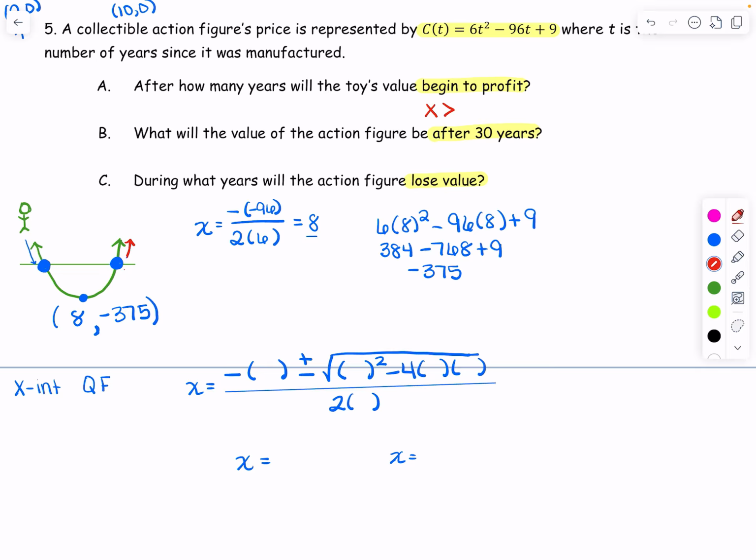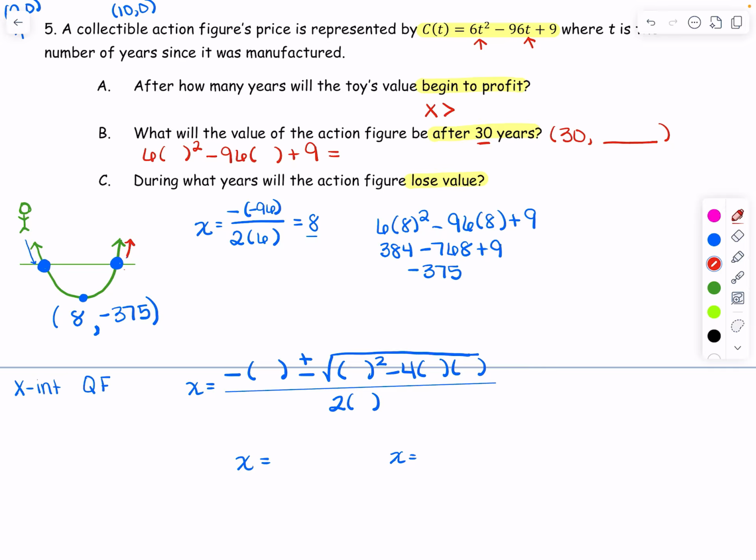What will the value of the action figure be after 30 years? So we're going to take 30 and substitute it into the equation. Wherever t is for time, we're going to replace that with 30. So we will have 6 times 30 squared minus 96 times 30 plus 9. Find out how much this is worth after 30 years. So 30 is time. How much is it worth?